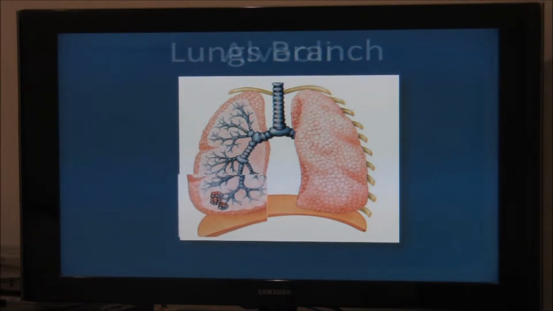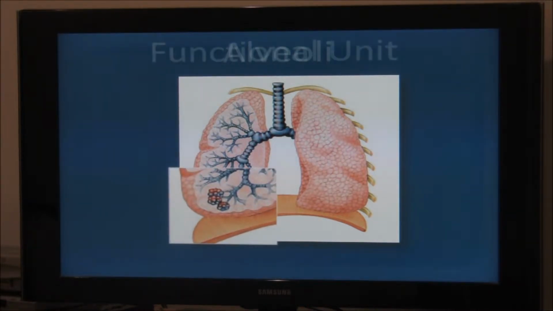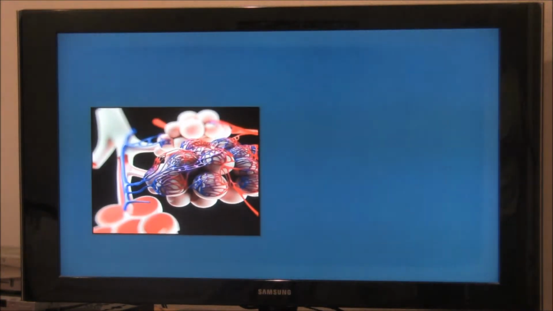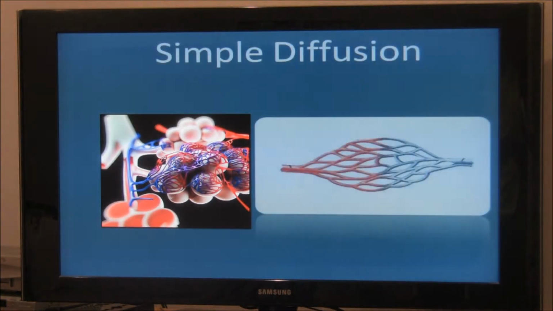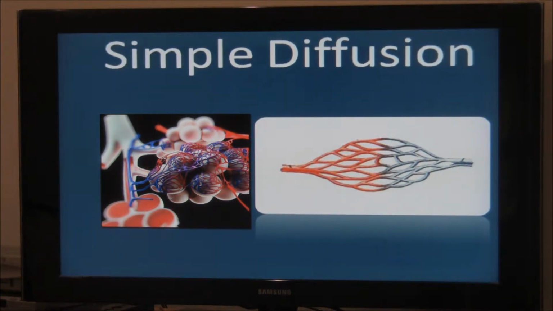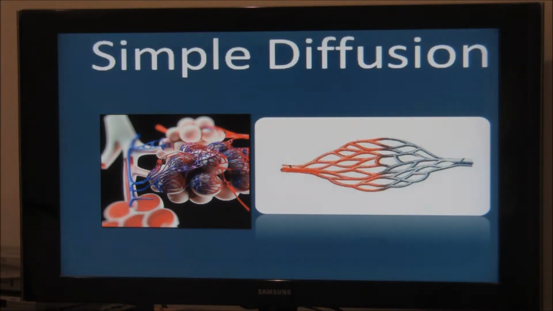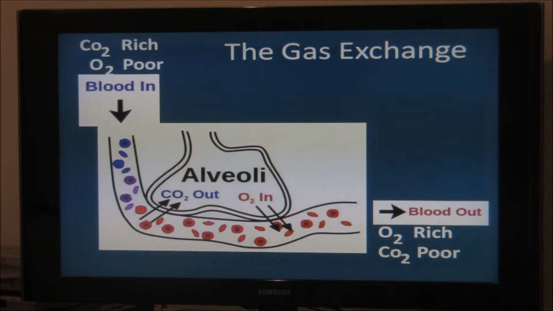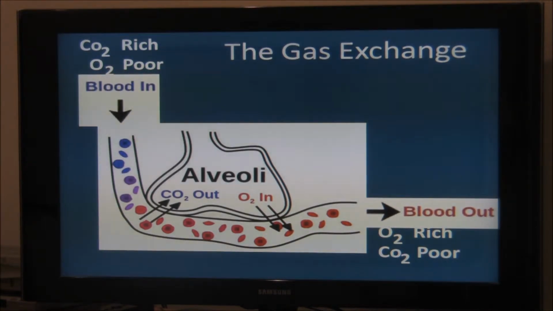The air is then forced into the bronchi, bronchioles, and then alveoli, the functional units of the respiratory system. This is where the action takes place. The alveoli fills with oxygen, and nearby capillaries will exchange carbon dioxide for oxygen from the alveoli through a process called simple diffusion. This exchange happens because of the difference in concentration gradient between the alveoli and the capillaries.